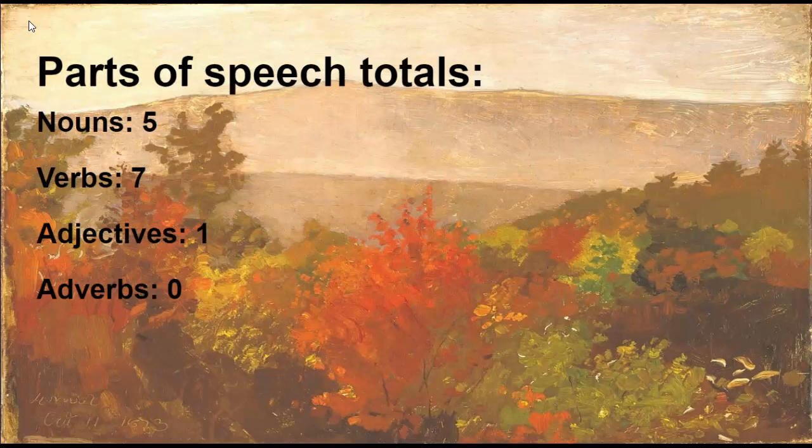And your parts of speech totals for Unit 3. There are 5 nouns. There are 7 verbs, 1 adjective, and 0 adverbs.